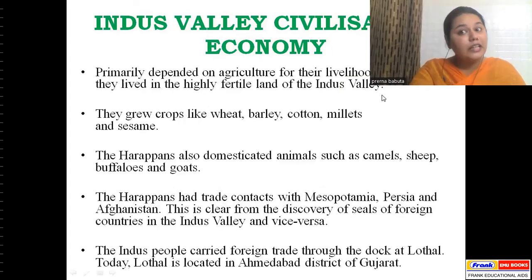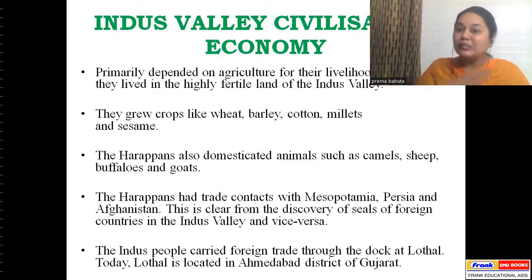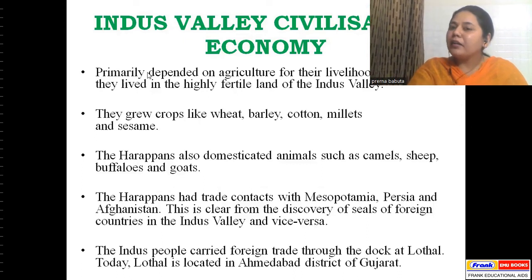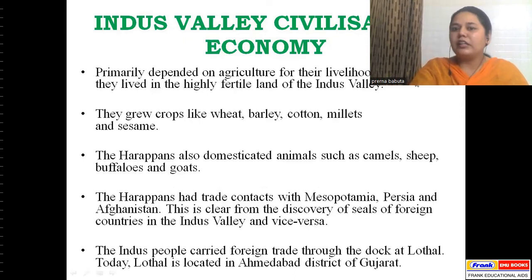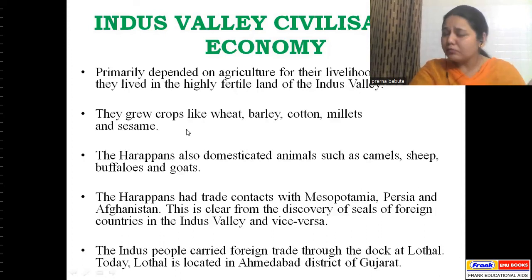Now, what was the economy like? Remember, we studied the barter system in the Stone Age, and domestication of animals. So this grew at a large scale during the emergence of towns and cities. People primarily depended on agriculture for their livelihood because they lived in the highly fertile land of the Indus Valley. And they grew crops like wheat, barley, cotton, millets, and sesame.